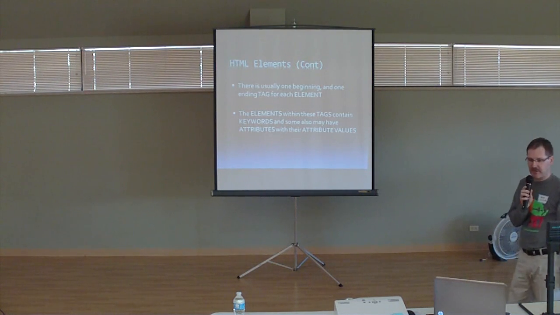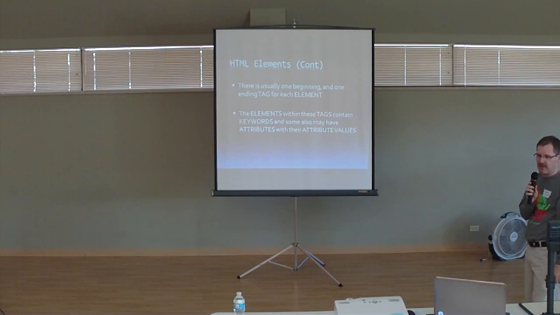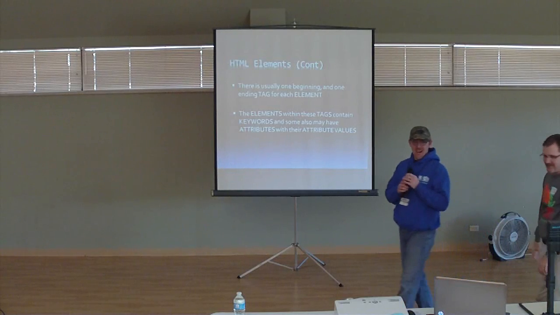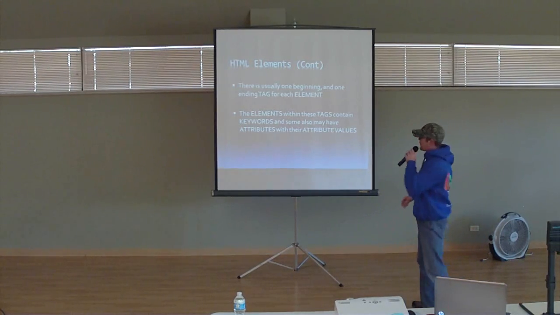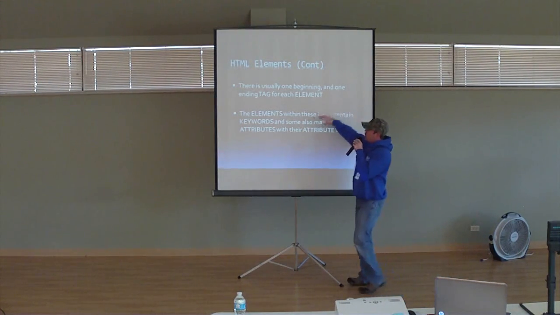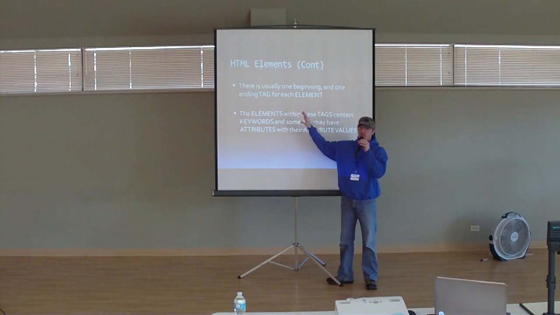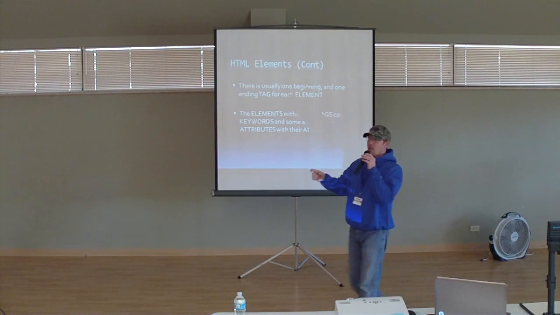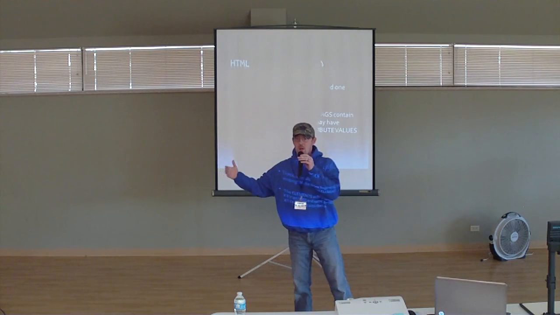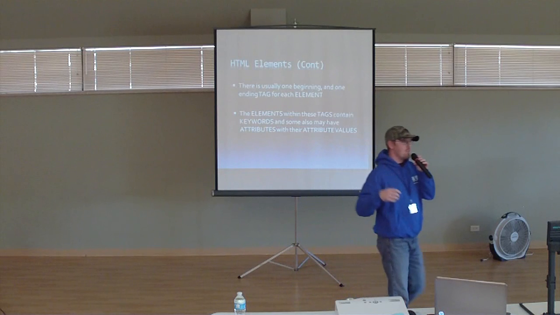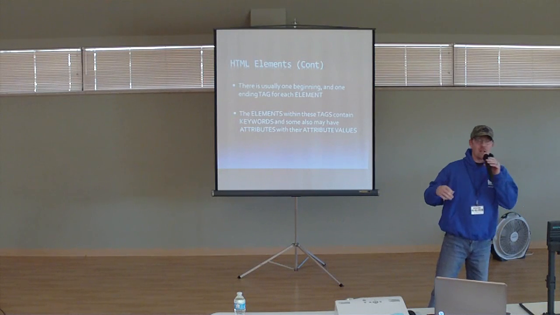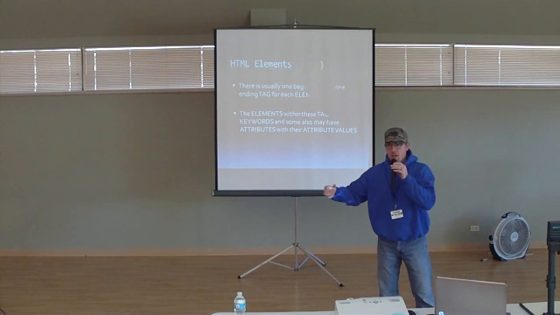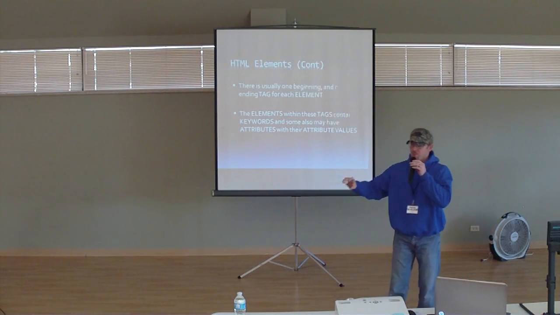Tim might be able to explain a little bit more about the elements, tags, and attributes. I'm not really clear on the attributes. That's fine. What we were saying here is there's usually one beginning and one ending tag for each element. Basically, you have a tag at the beginning to mark the start of a certain code, and another tag at the very end marking the end of that specific code. So here's your beginning, here's your end, and this is what I want you to do right here in the middle.